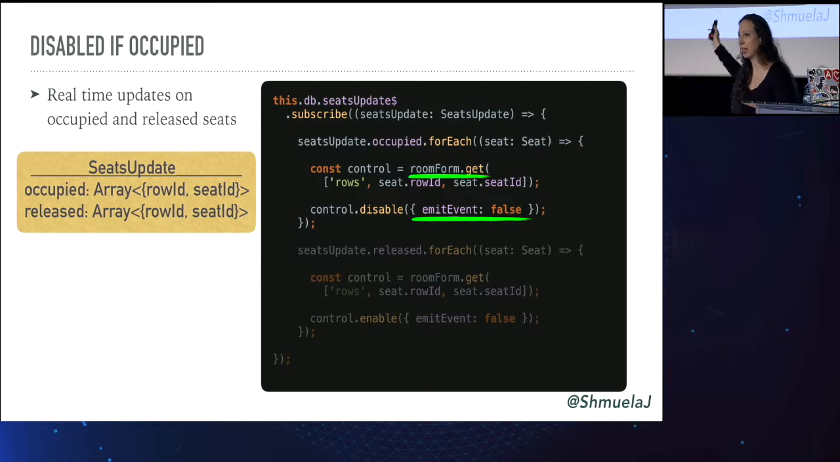Now, we can pass options to the disable methods, and I'm passing here emit event false, so that it won't propagate that we've changed anything here. Now, this will be used when we count the seats that we will see later on. The same thing for released. We get the released, we don't map it, we just iterate on it, and we get the control, and we enable it again without emitting the event.